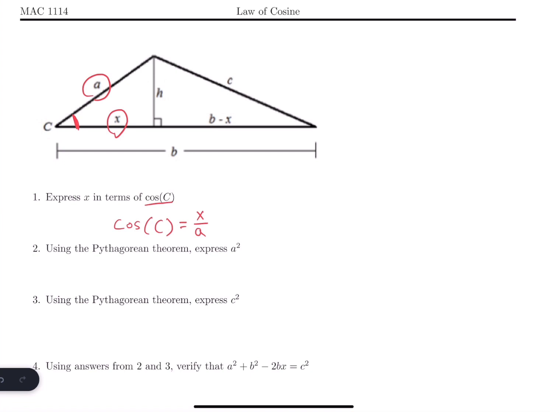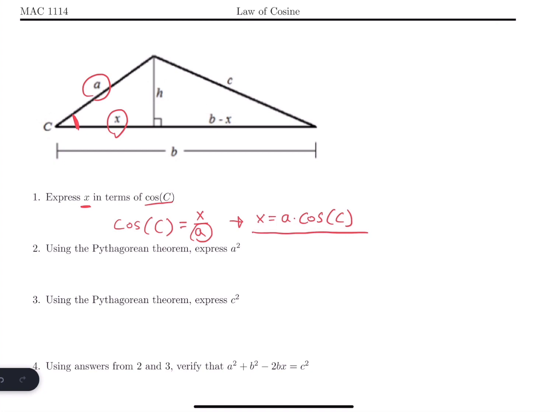So let's say we actually want to express x. We're going to solve for x by multiplying both sides by a. That gives us x equals a times cosine of angle C. So we have this so far, and let's keep that in mind.